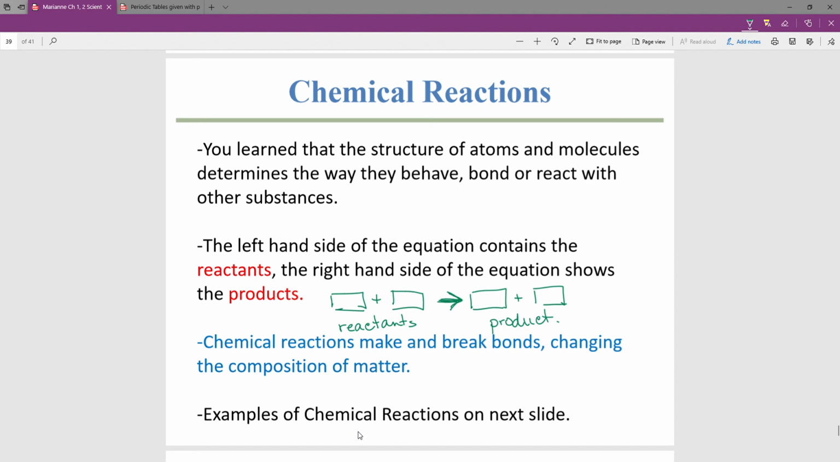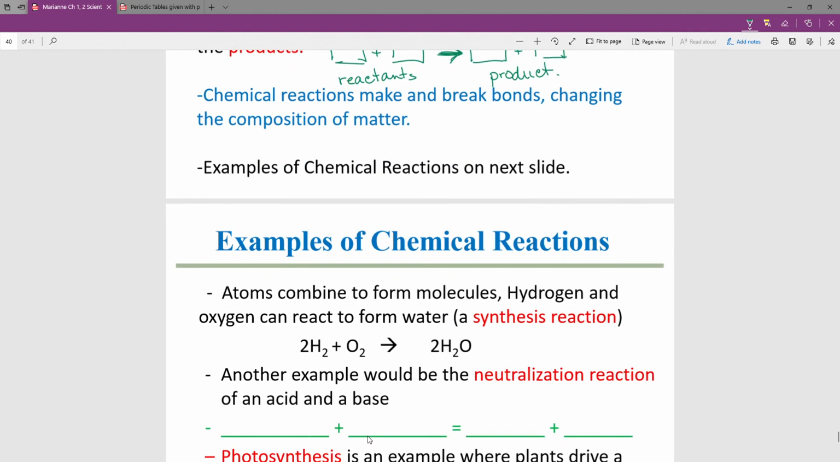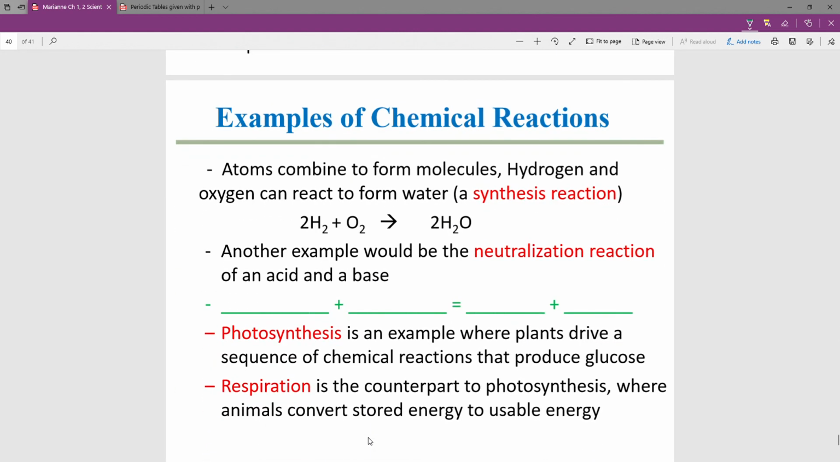So we've got a few examples coming up. Atoms can combine to form molecules. So hydrogen and oxygen can form water. And so we have hydrogen and oxygen making water. Hydrogen and oxygen are both diatomic. They like to hang out with buddies. That would be a non-polar bond between them. So they always come in pairs.